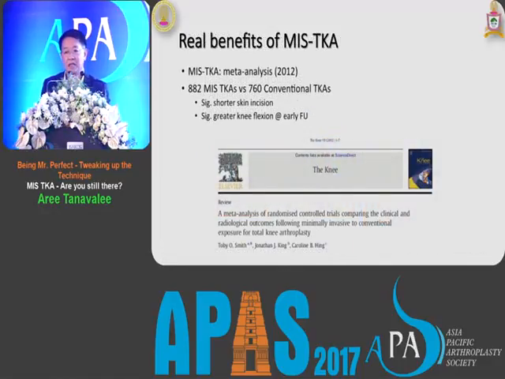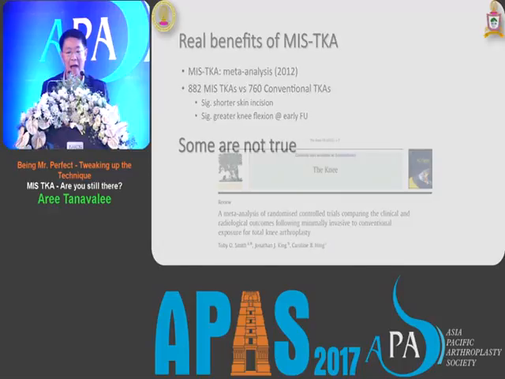And this is the current meta-analysis about the good results of MIS TKA. You can see that the only differences from standard are a shorter skin incision, and greater knee flexion at the early follow-up. Just these two things.